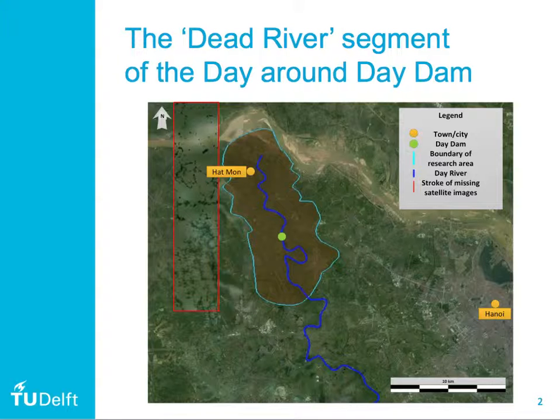The research area was the Dead River segment of the Dye around Dye Dam, which is depicted in the map. You can see Hanoi and Hatmon depicted, as well as the Dye Dam in about the center of the research area. You can also see the Red River north of the research area.